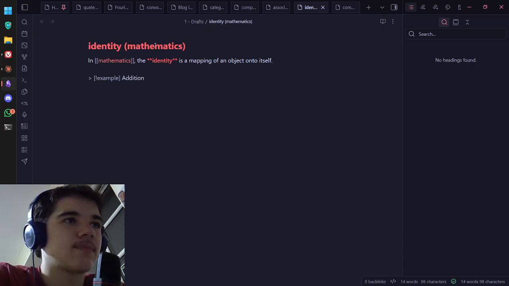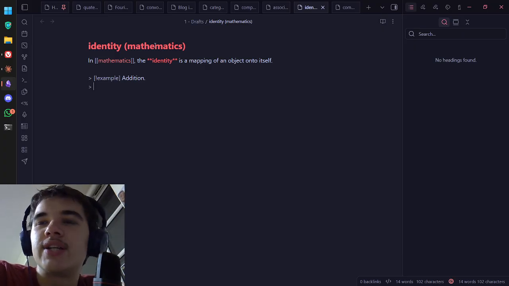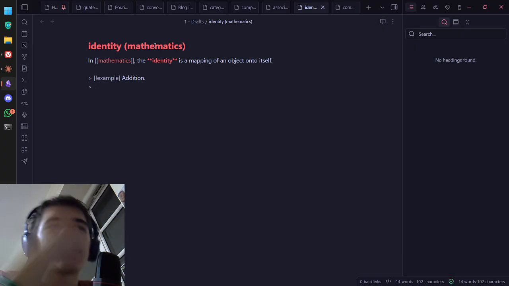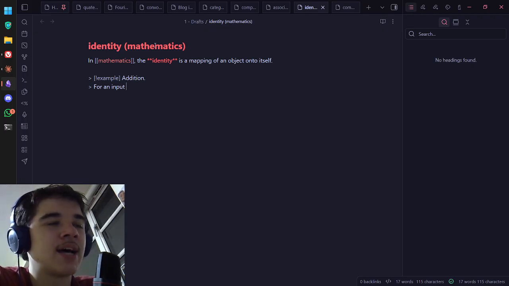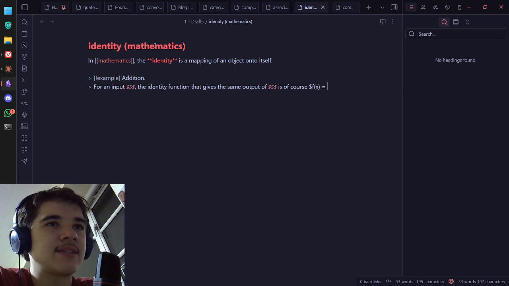addition again. So we have addition. For an input, like an operand, for an input 5, the identity function that gives the same output of 5 is, of course, f of x equals x.